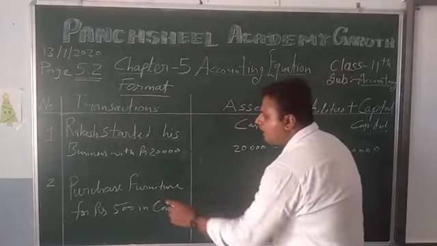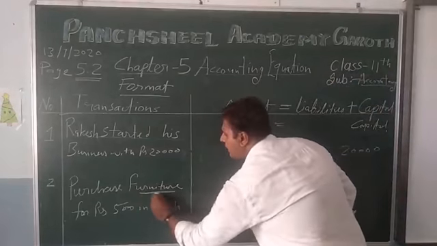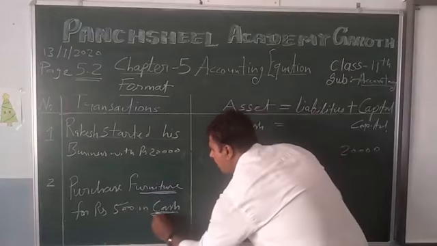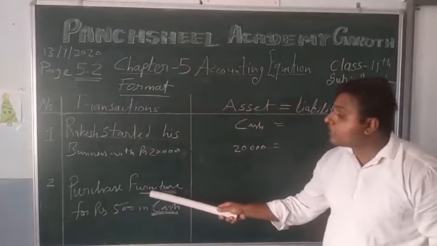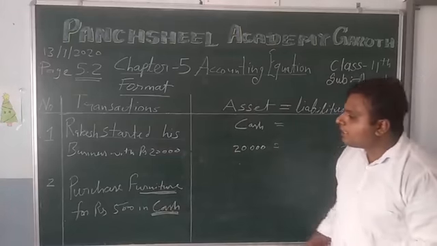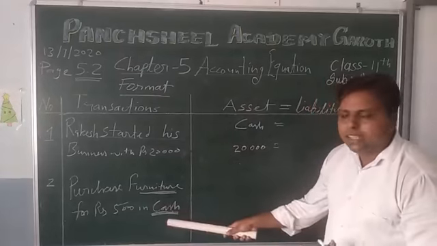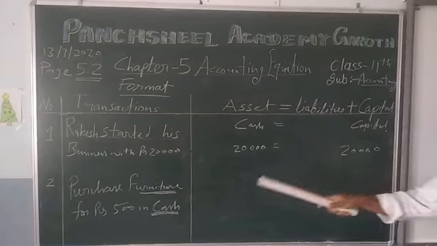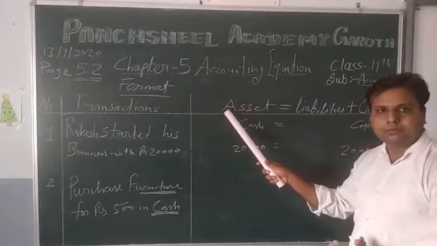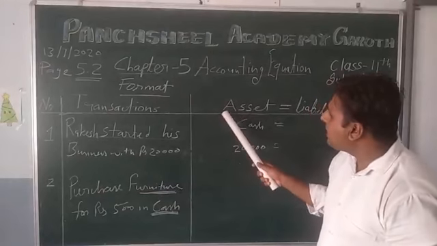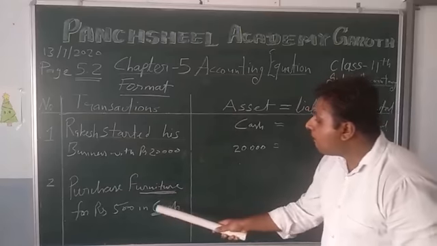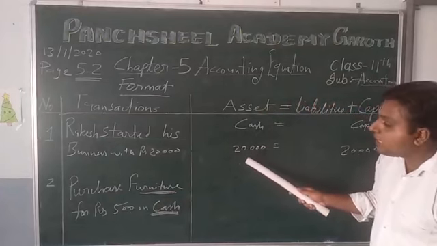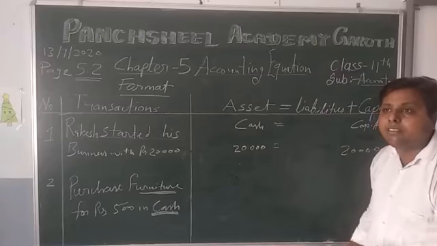So first, we are purchasing furniture. Furniture is an asset and we are purchasing it for rupees 500. That is cash. It is a direct transaction, and we are purchasing that furniture in cash. So what is increasing? Our asset is increasing, as furniture is our asset. So furniture is increasing, but we are giving rupees 500 in cash. That means from 20,000 we will deduct 500 because our cash is going.